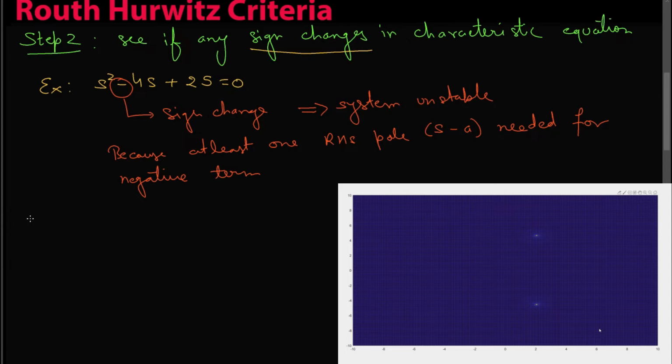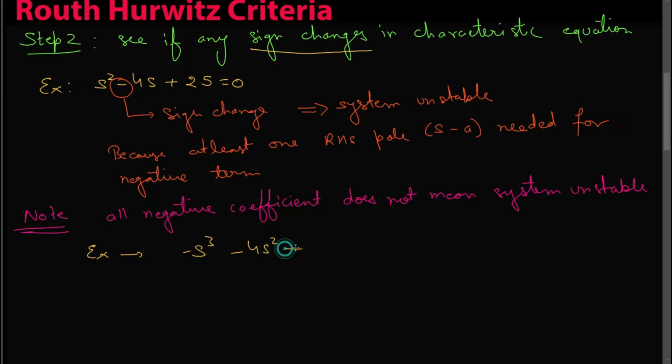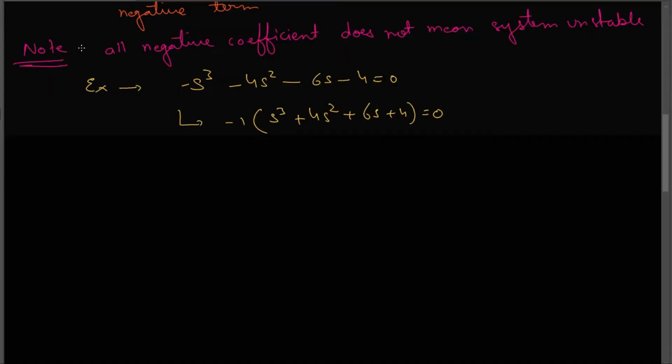However, there is an important thing to note. All negative coefficients does not mean the system is unstable. So let's see an example. Now in this example you can see that all coefficients are negative, but you can remove the negative sign to convert it into a positive equation. So here we cannot confidently say whether the system is stable or not.